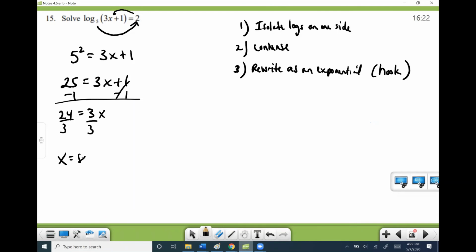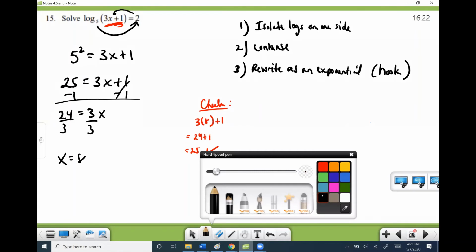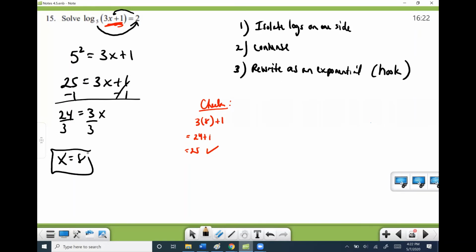Maybe. We do have to make sure that it doesn't make the argument negative, huh? So if I plug an 8 in, 3 times 8 plus 1, so I'm plugging it in right here. Yeah, that's going to be positive. That's 25, right? Okay, so that'll work out. Great. All right. Let me write out the rest of the steps though, right? Rewrite as an exponential, solve. Step 5, don't forget, check. Okay.